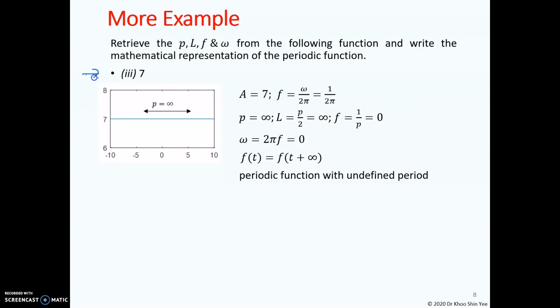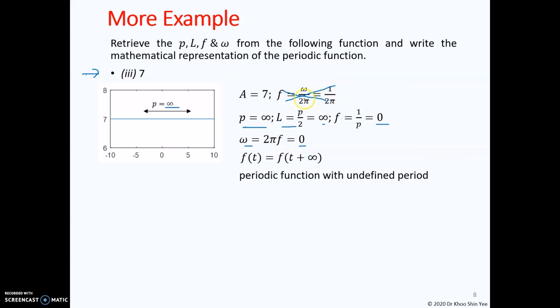In this case, you have a constant 7, so you see the function repeats itself for infinite time. So the period is equal to infinity. Since we know period is infinity, then half period will be period divided by 2. Infinity divided by 2, you also obtain infinity. So the frequency is equal to 1 over period. 1 over infinity, you obtain 0. So angular frequency, you also obtain 0.